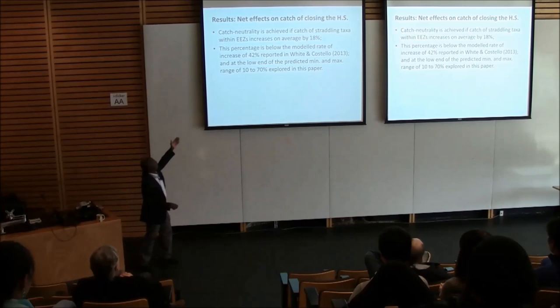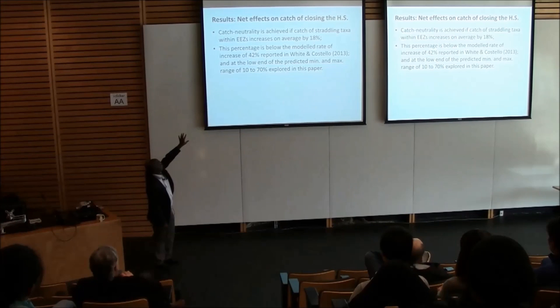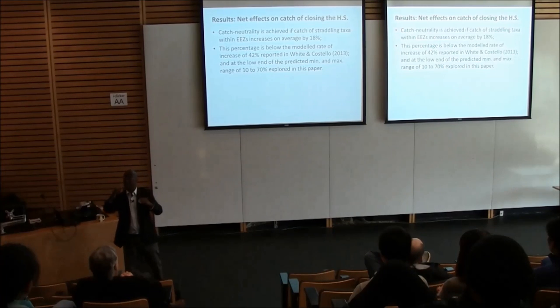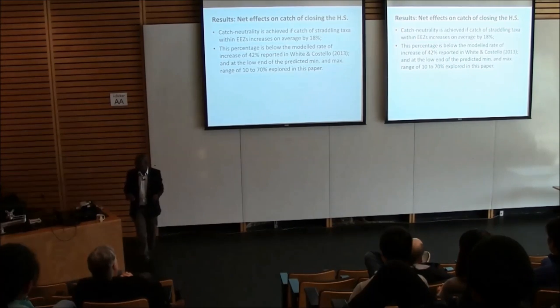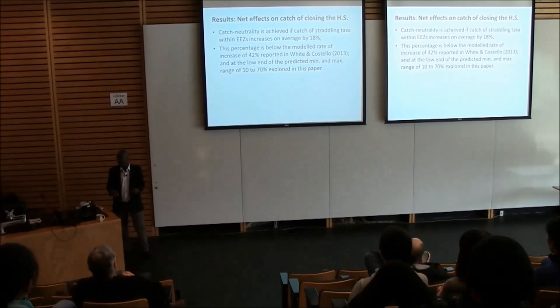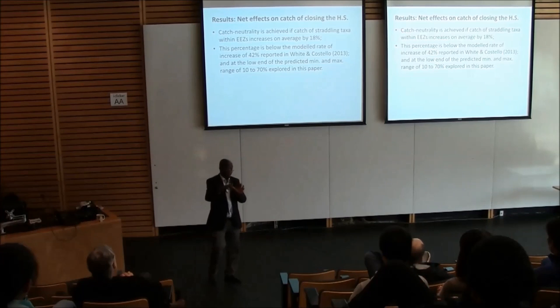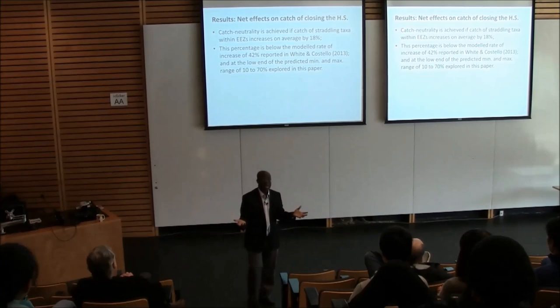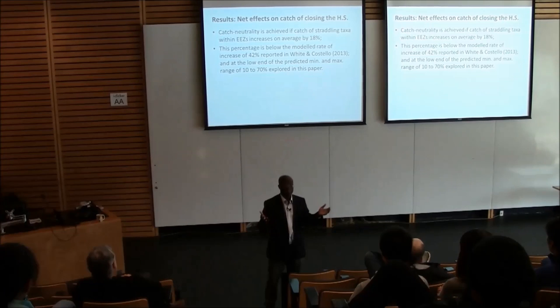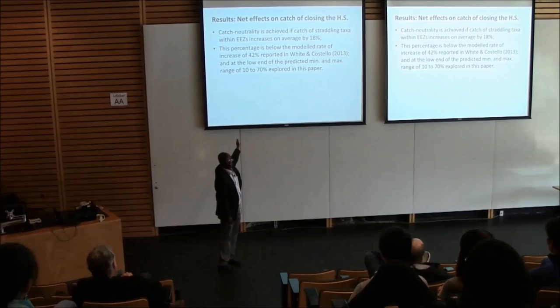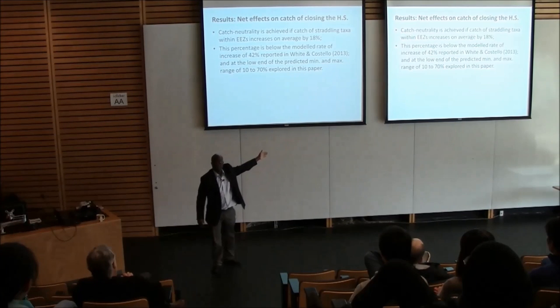And then 10 to 70, and actually in the Costello paper, they were closer to 42% increase in straddling stock. So that gives you some benchmark, right? But the range was 10 to 70, and we found that if the increase is up to 80% of stocks that straddle, then you'll be catch neutral. Nice, 80%, which actually falls nicely closer to the 10% level, and well below the 42%.